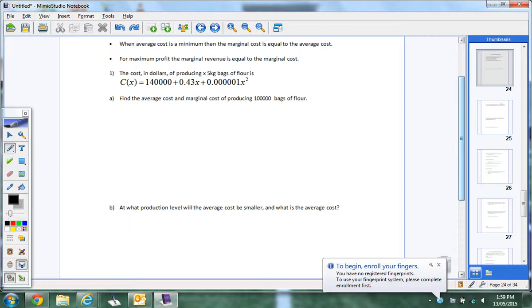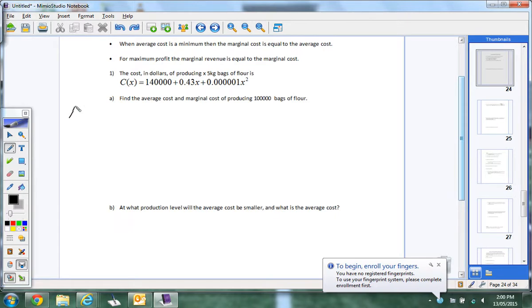The cost in dollars of producing x 5-kilogram bags of flour is given. So this is the cost equation for producing the flour. The book uses big C for cost and little c for average cost. I just put AC next to mine. You can do that if you want, because little c and big C look the same. Anyway, it wants us to find the average cost and marginal cost when producing 100,000 bags of flour.